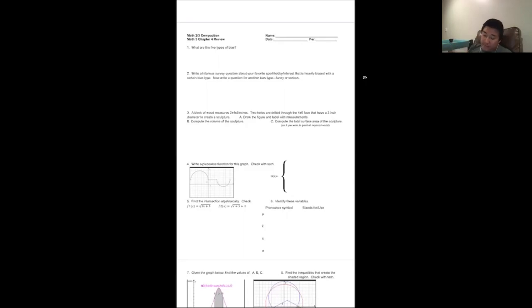So bin of 1, that's most number 17. So 17 to 18, 18 to 19, 19 to 20, 20 to 21, 21 to 22, 22 to 23, and 23 to 24. Bracket, bracket, bracket, bracket, bracket, bracket, bracket. Parentheses, parentheses, parentheses, parentheses.